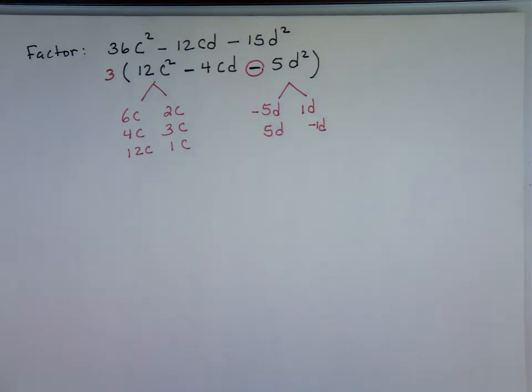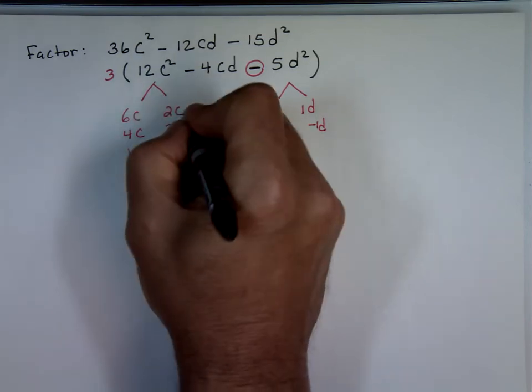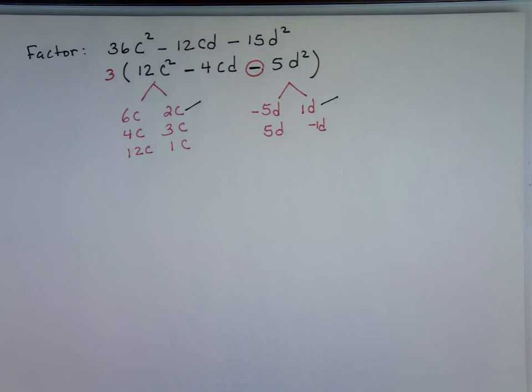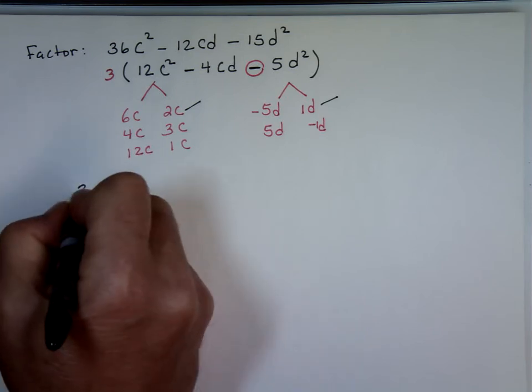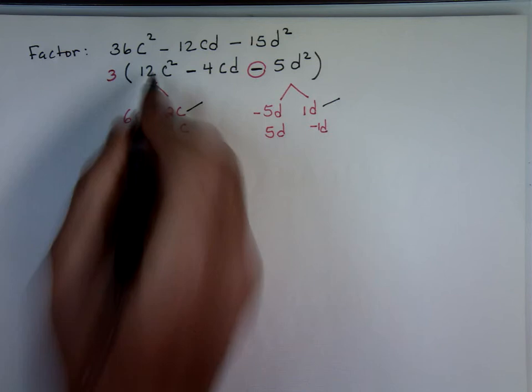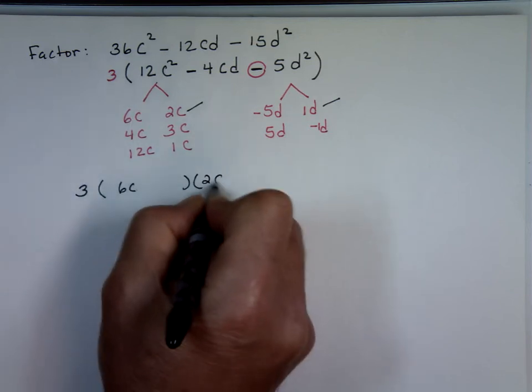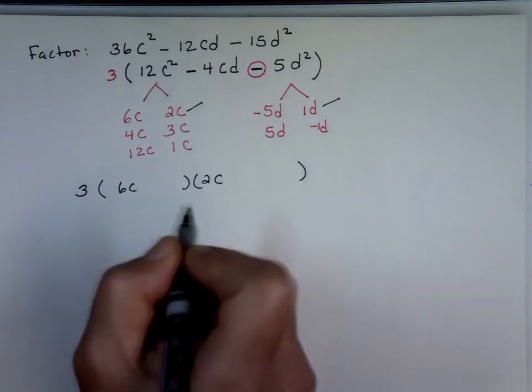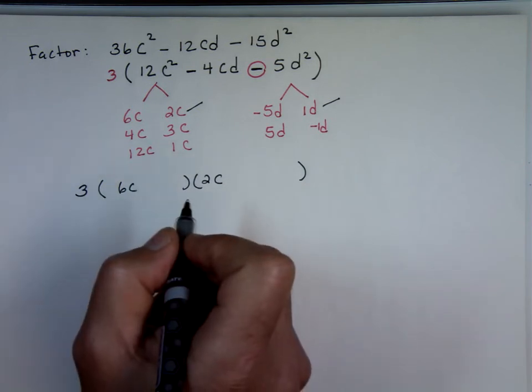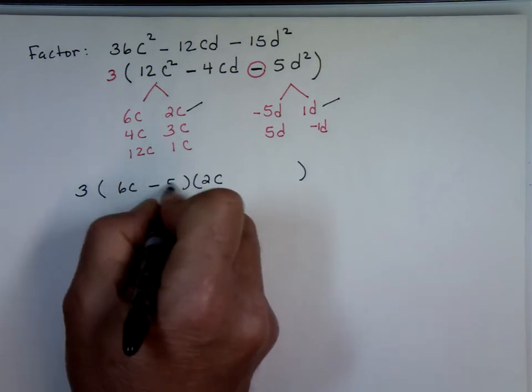And again, your guess is as good as mine. Let me try this with this. Hopefully we're lucky enough on the first or the second try we'll have the right answer. If not, we'll be here for a while. I'm going to break this into 6c and 2c. Let's put a negative 5 here, plus 1.